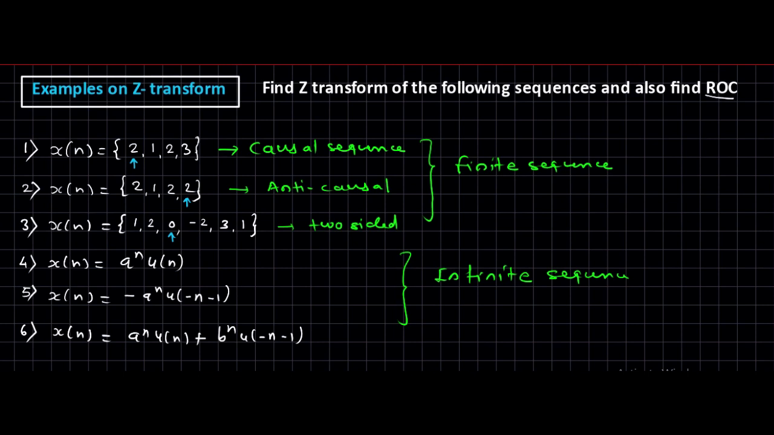We can find the z transform of these sequences too. Z transform is applicable to finite sequences, infinite sequences, and discrete time systems also. We can design digital filters using this. And these are perfect examples to understand the region of convergence for different types of sequences. Let us proceed with the first one.